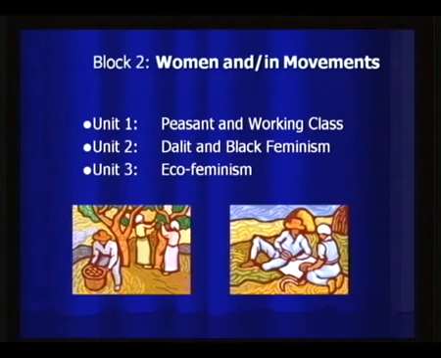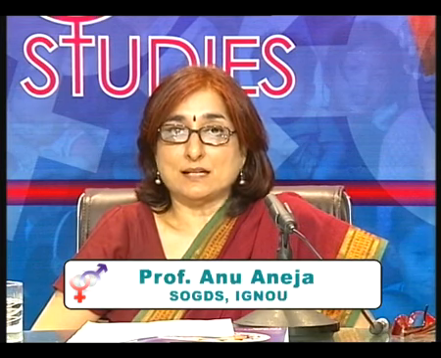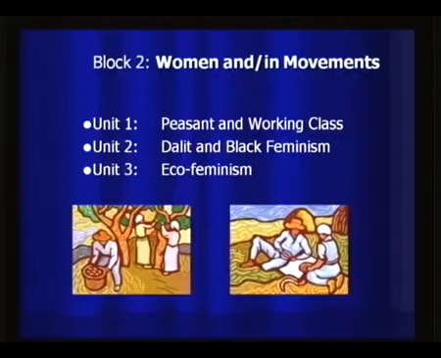Unit 1 is on the peasants and working class, Unit 2 on Dalit and black feminism, and Unit 3 on ecofeminism. This block primarily will help you to build links between women's movements in India and the struggles of other marginalized groups, specifically the movements of peasants, the working class and Dalits in India. Because as we had said earlier, women's issues cannot be discussed or examined in isolation. There are very deep connections between these movements and the issues which confront women, the issues which confront peasants, the working class and Dalits, and of course we have women representations in all of these groups, and their issues are going to be slightly modified by the fact that they belong to one of these groups.